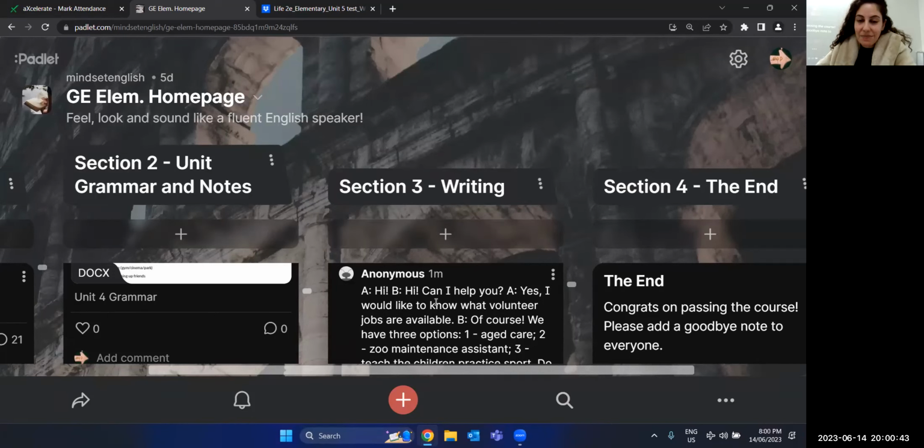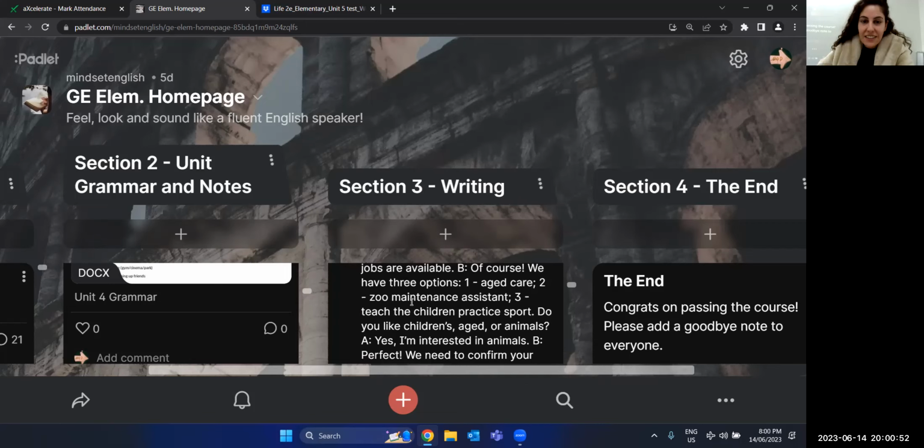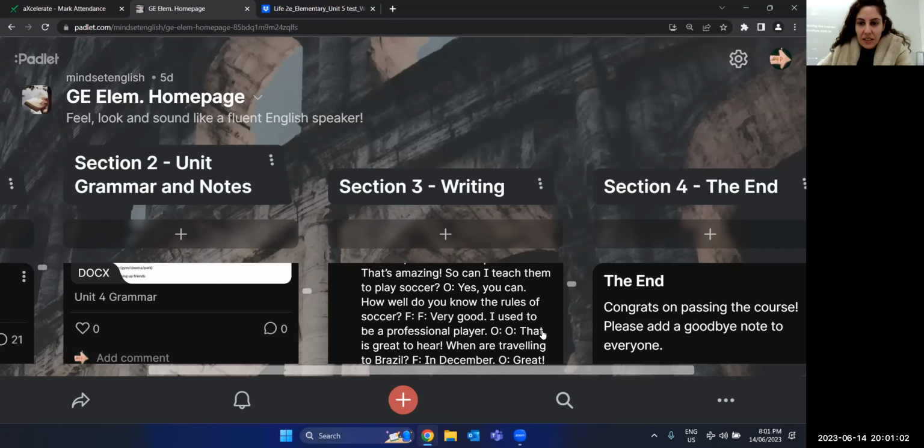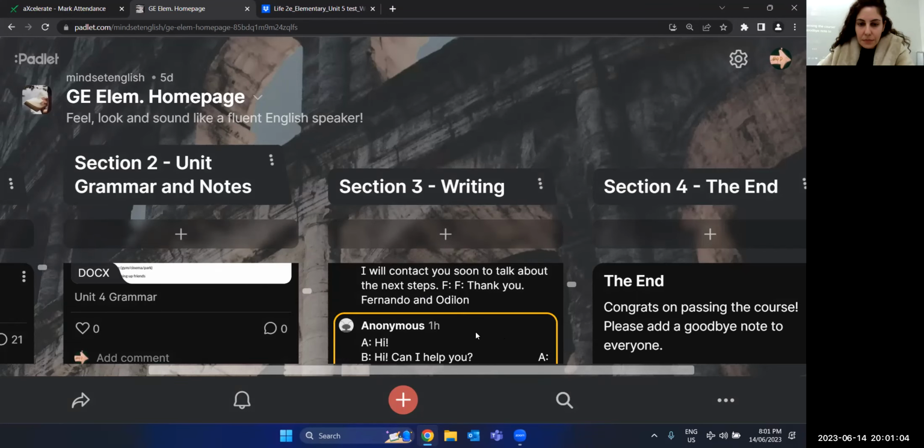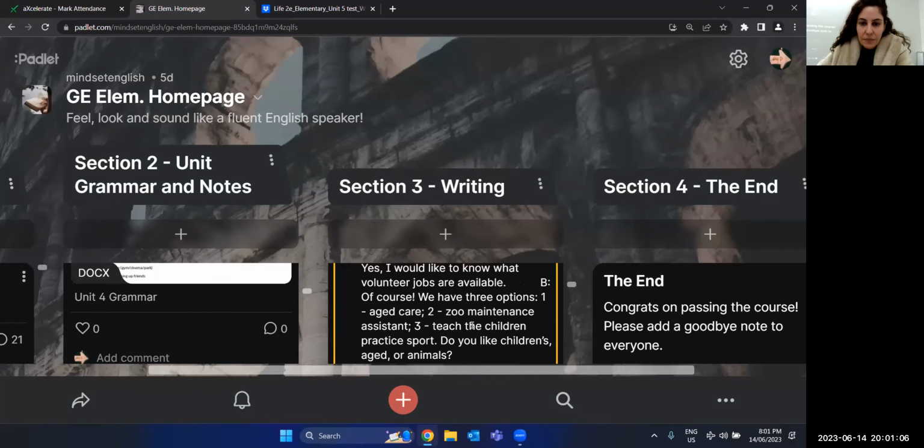The next one we have: hi. B says, hi. Can I help you? Yes, I would like to know what volunteer jobs are available. Of course, we have three options: aged care, zoo maintenance assistant, and teaching children. We don't need so much, so we just say teaching children sports, or you say teaching children soccer, tennis, sports.